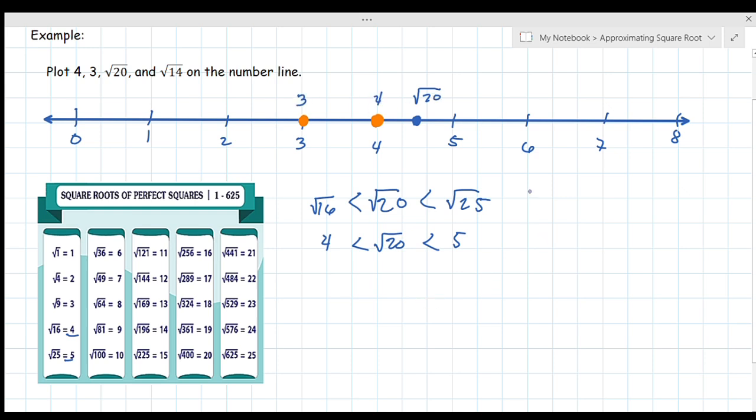Now, how about the square root of 14? Saan kaya natin matatagpuan si square root of 14? So we're just going to look at this table. So we have square root of 14. Meaning to say, nandito po siya sa gitna ng 3 and 4. So we have square root of 14 lies between 3 and 4. So hanapin natin sa number line yung 3 and 4. Nasa gitna po siya ng 3 and 4. So therefore, ito po si square root of 14. And that ends our discussion.